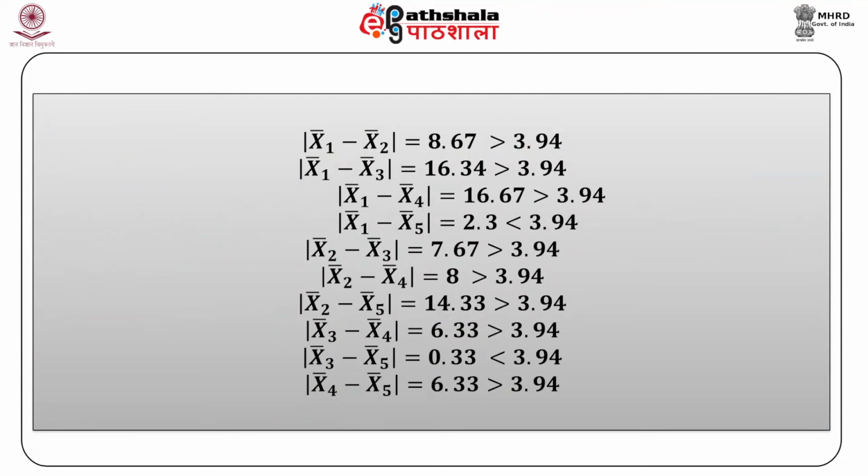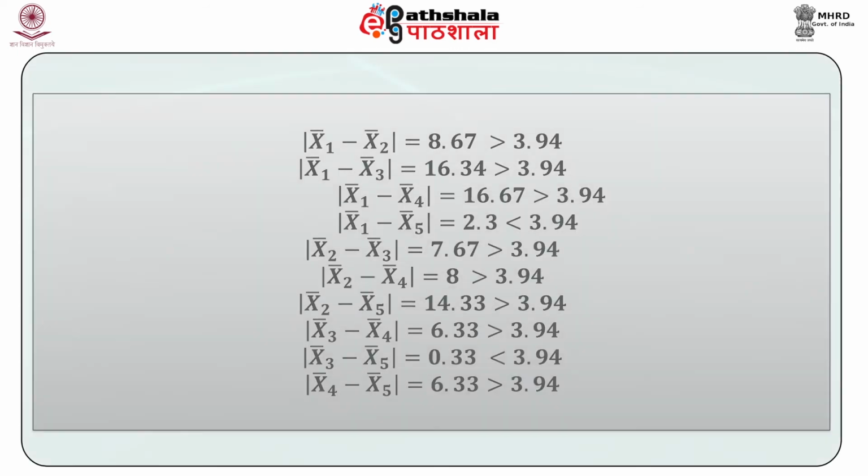If you now find out the difference of x1 bar and x2 bar, it is 8.67, which is greater than 3.94. Similarly, the modulus difference of x1 bar minus x3 bar is also greater than 3.94. So you can keep on finding out all these pairwise differences, and see which is greater and which is smaller than 3.94. From this comparison, we can conclude that performance of operators with different experience levels differ significantly, except for experience levels 1 and 5 and experience levels 3 and 5, where you find that these values are not greater than 3.94, which is our LSD value.